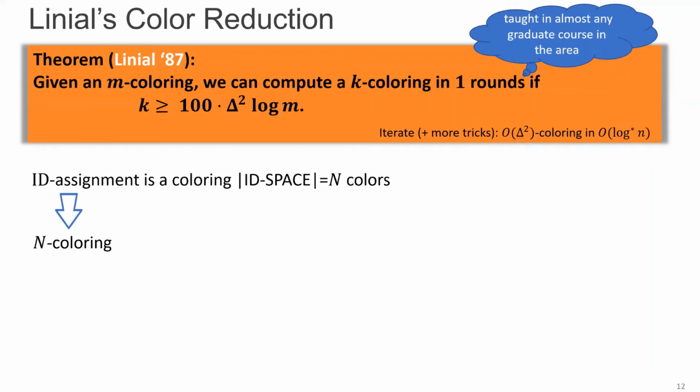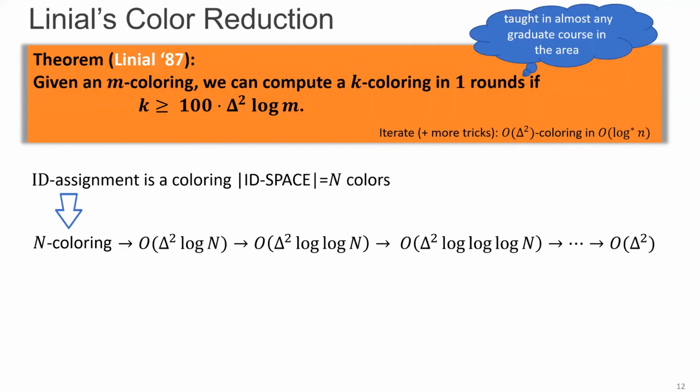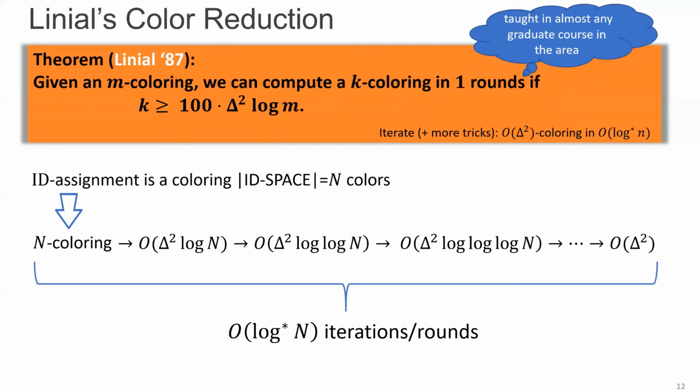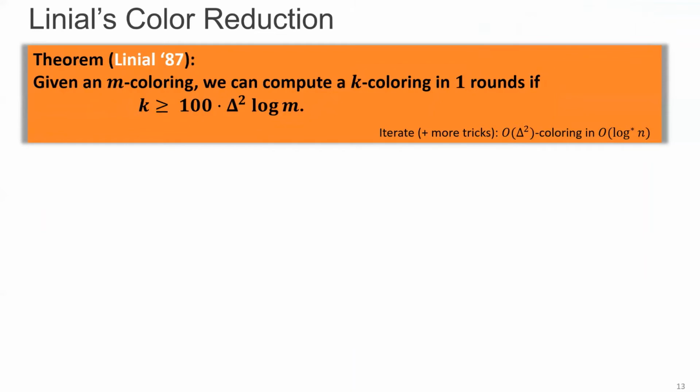Well, he first considers the ID assignment that is given to the nodes as an N coloring, and then he applies this one-round color reduction repeatedly, and you can see there's a small dependency on the number of colors that you insert into this result, this log M. And if you repeat this and have a few additional tricks, you obtain an order of delta squared coloring after roughly log star n iterations. So today I just want to look at this very simple one-round algorithm.